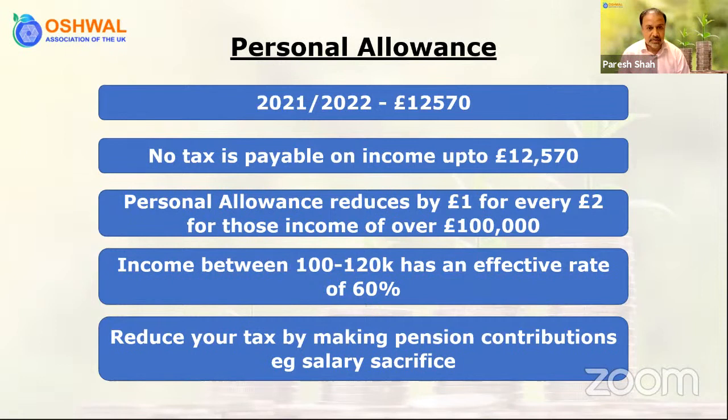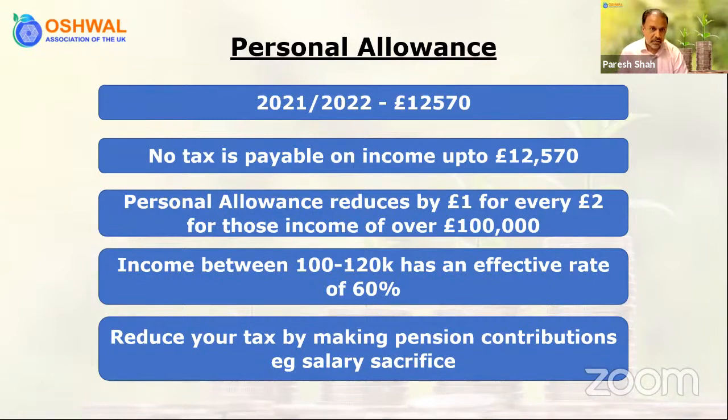So personal allowances, everybody is allowed a personal allowance of £12,570 in this current tax year. This is before you pay any tax. So anything up to £12,570, you're not going to be paying any income tax on that. The personal allowances are available to everybody, anybody who's employed or self-employed.